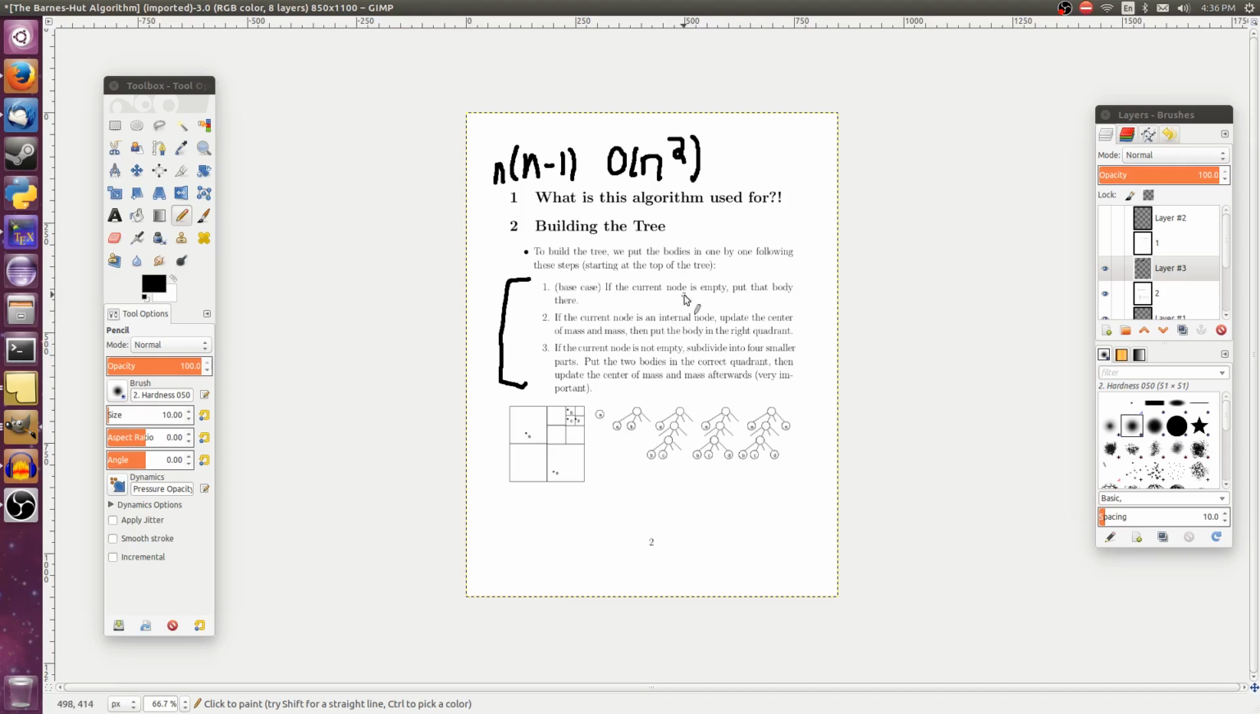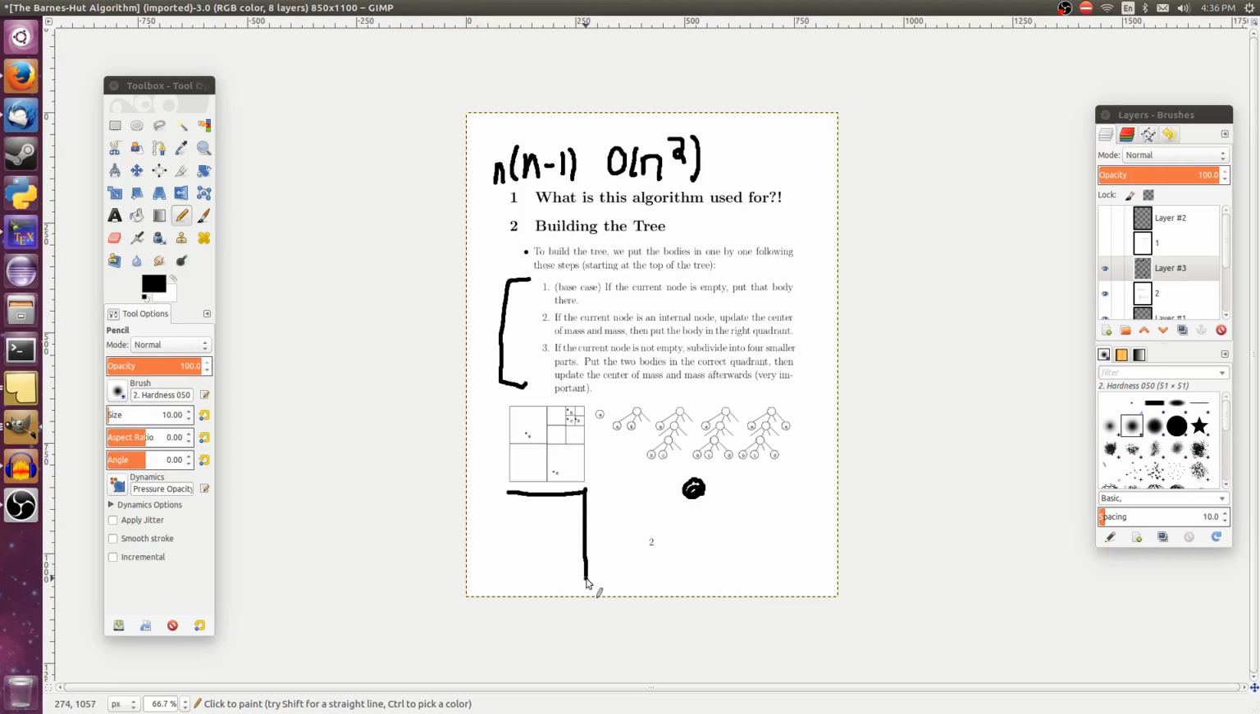Oh, I should mention, my bad. Whenever we're building a tree, we always start at the top of the tree. So whenever we first have our empty tree that just has an empty node at the top, then we're just going to put that first body there. So if we put the body A in first, then that's our first step in the algorithm.